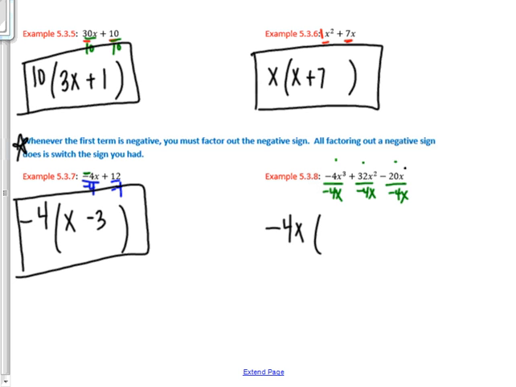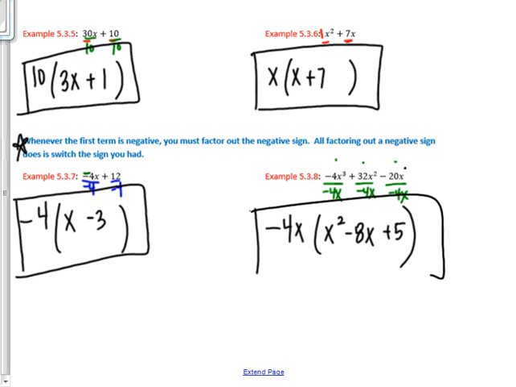We would get, alright, negative 4 divided by negative 4 is 1, and I have x squared left. 32 divided by negative 4 is negative 8, and I have an x left, and negative 20 divided by negative 4 is a positive 5. No x's left. Okay.